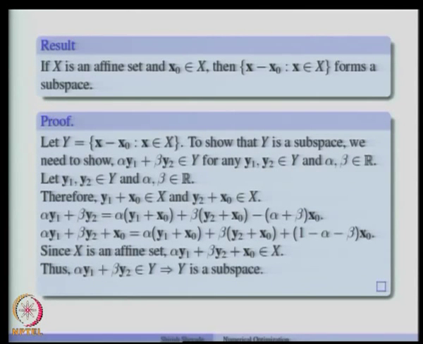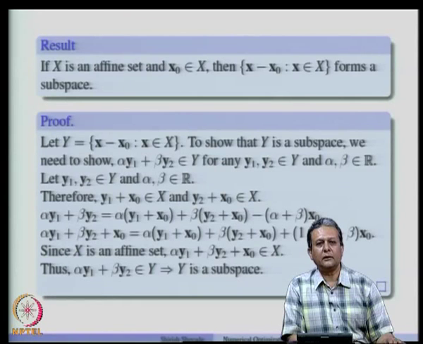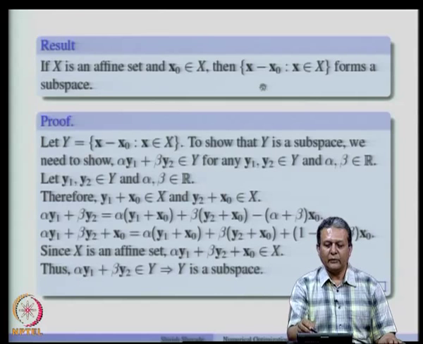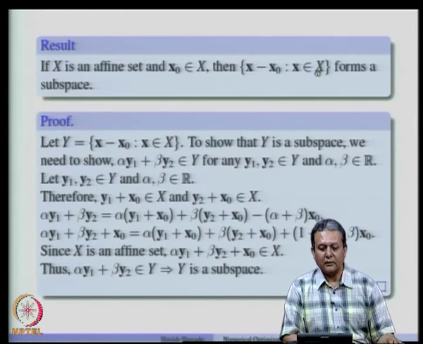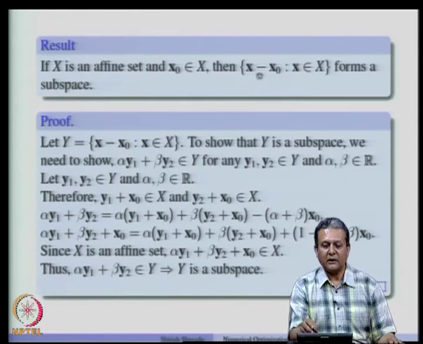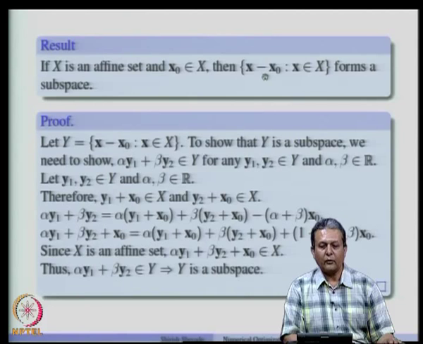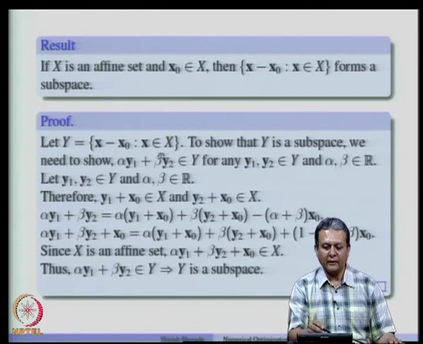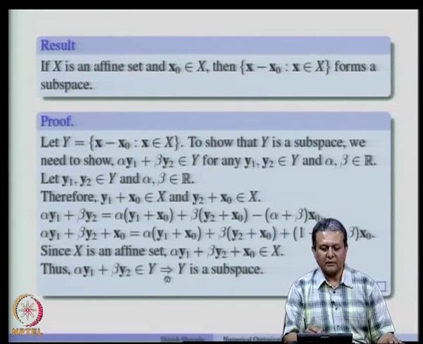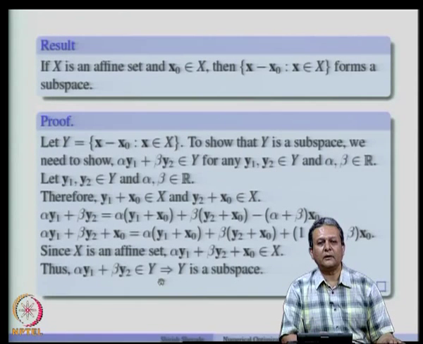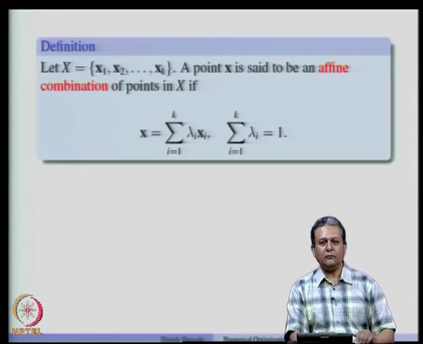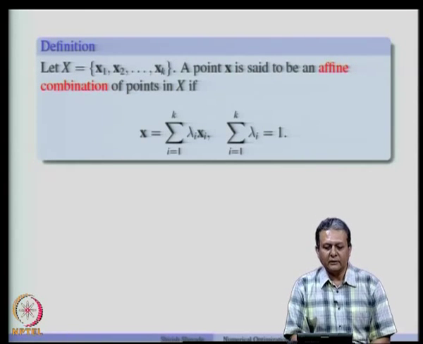So, if we have any affine set and if we translate it to the origin, then clearly you will see that since x0 belongs to X, origin also belongs to the set X minus x0. So, clearly origin is a part of the set Y, and by this proof it is a subspace. Now, let us look at some more definitions.